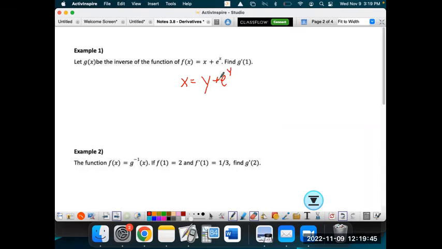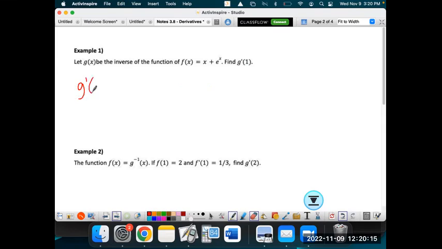Think about how difficult that would be to solve for y, because that's what we would do next. We would solve for y so that we could actually have a y equals function. That would be awful. I don't even know if that's really doable using any of the techniques that we know or any of the algebra that we know. So in order to figure out the derivative of g at 1, I'm going to use my inverse derivative formula.